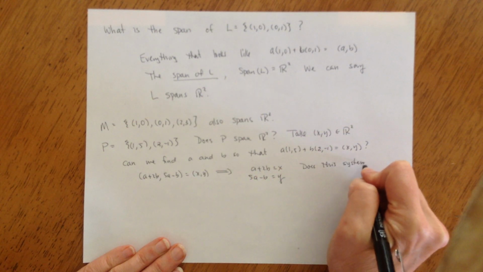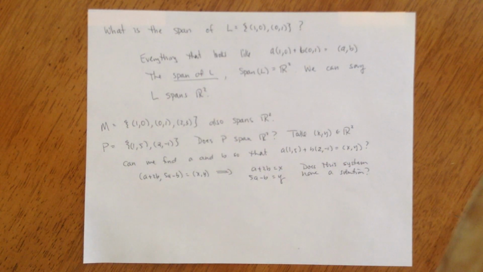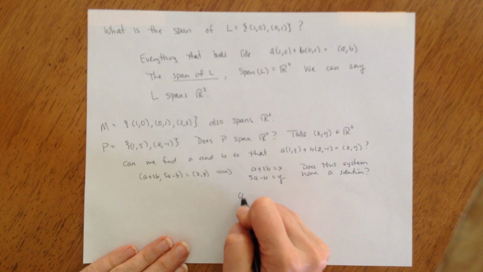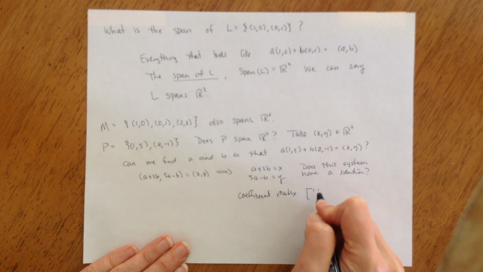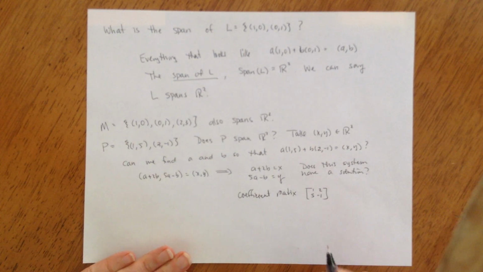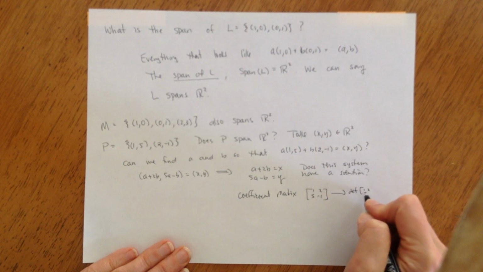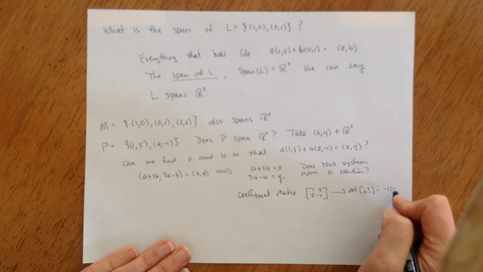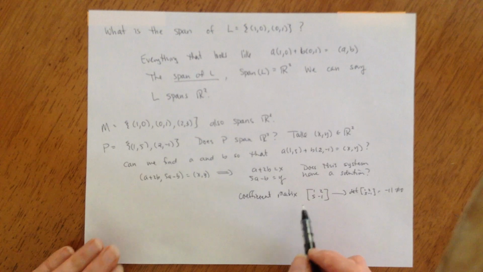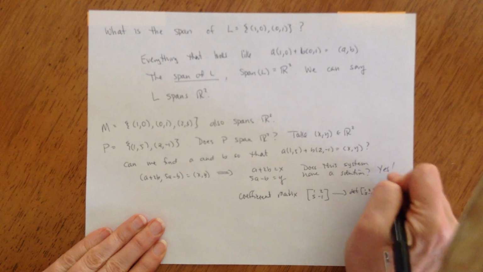Does this system have a solution? And the answer is yes, it does. Because if you look at the coefficient matrix, which is 1, 2, 5, -1, the determinant of that is -1 minus 10, which is -11, which is not equal to 0. So this is an invertible matrix, which means that this system has a solution. So the answer to this is yes, it has a solution.